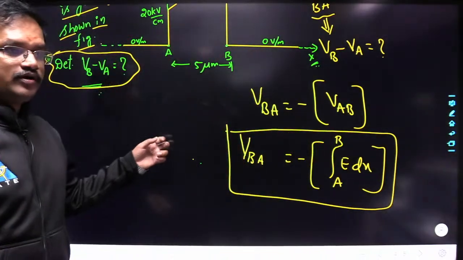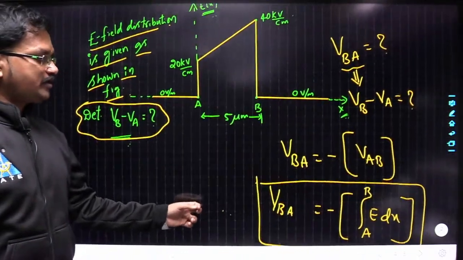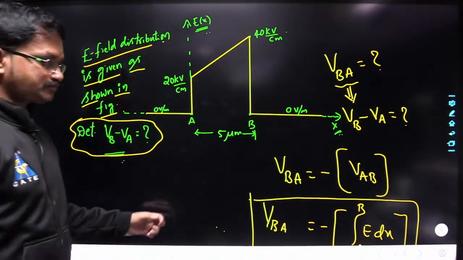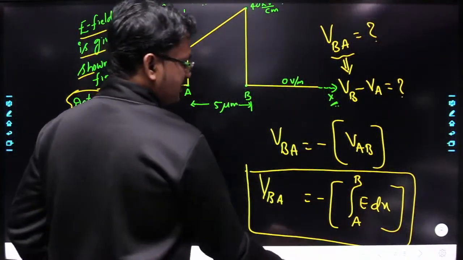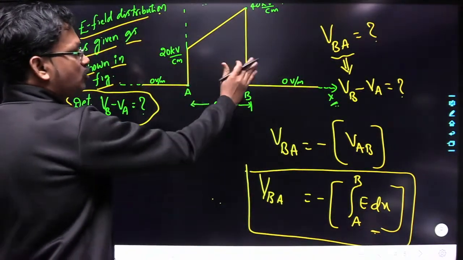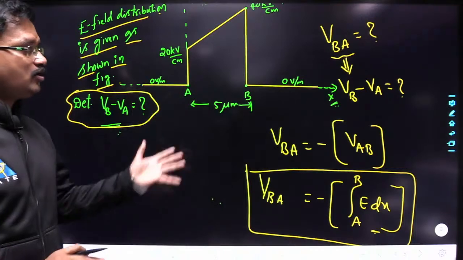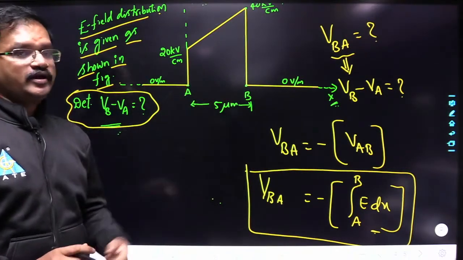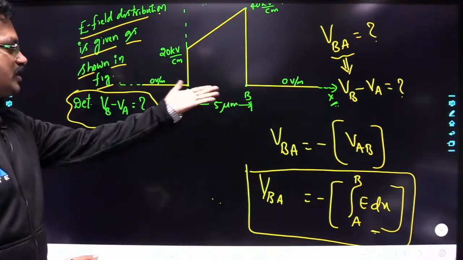This is what you have to determine. Now tell me what you are going to get. You have to determine the area under the curve as you move from A to B. You have to determine the area under this curve. So what is the area under this curve here?